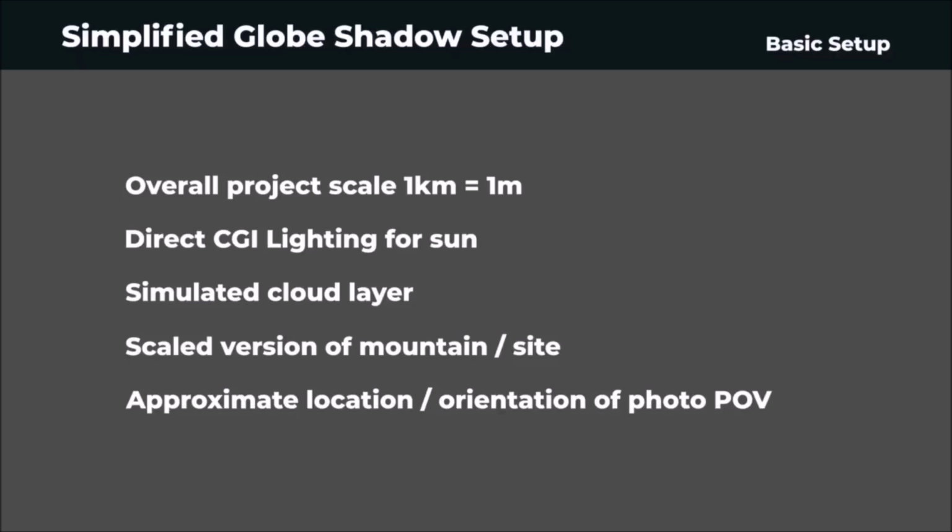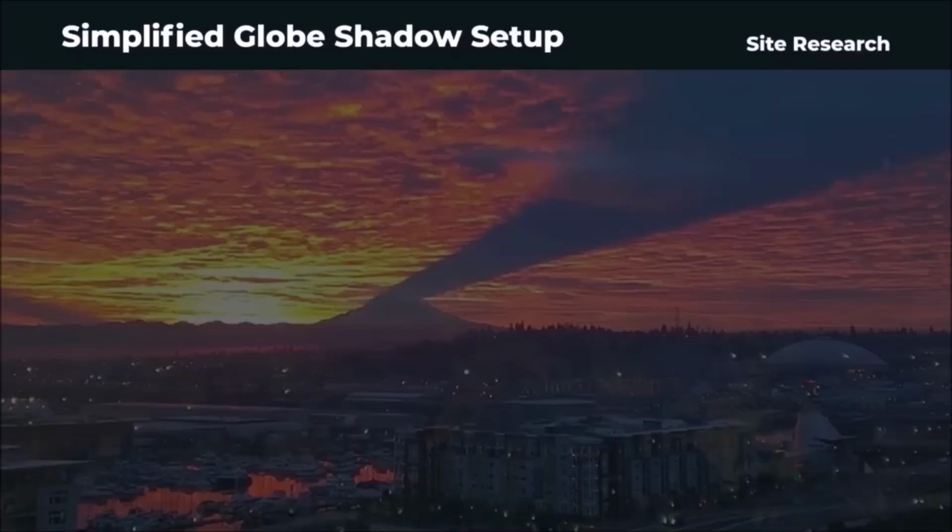So the essentials to do this, in my mind, were as follows. A scaled Earth globe, a suitable light source such as direct CGI, a cloud layer, a scaled version of the mountain, and really the approximate location and orientation of this photo, the point of view from which this whole thing took place. So the next question was, where was this photo actually shot from?